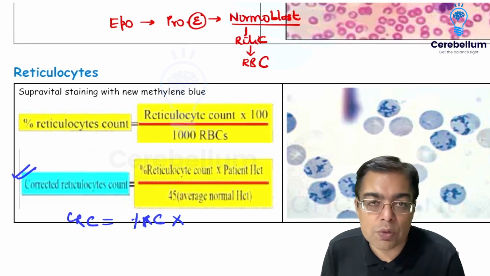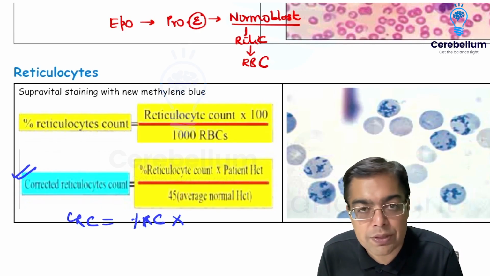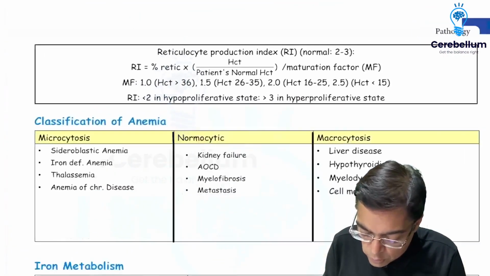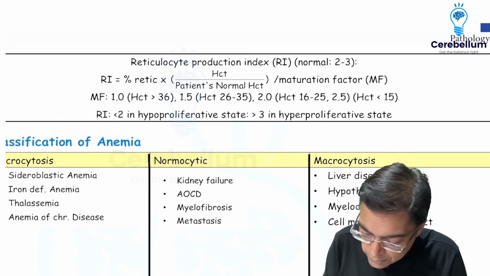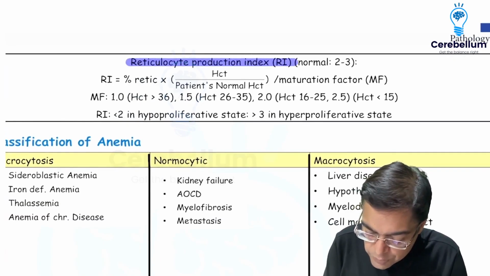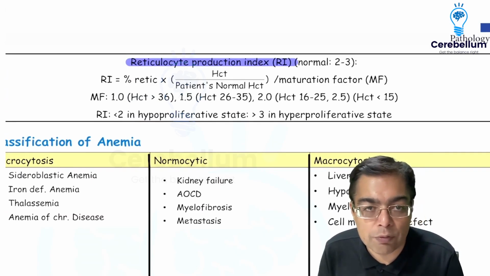This corrected reticulocyte count takes into account that there is going to be compensatory erythropoiesis in patients who have anemia. A still better thing to remember here is the concept of the reticulocyte production index. Reticulocyte production index, which has a normal value of 2 to 3, will tell us the status of activity of the bone marrow.